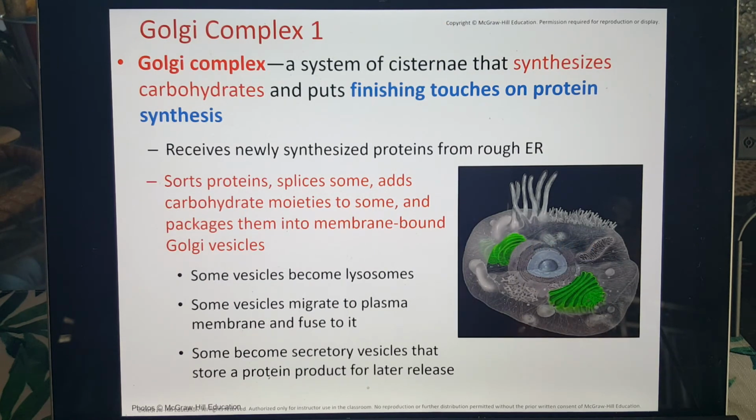Okay, different organelle. Golgi complex, also called the Golgi apparatus, used to be. The Golgi complex also creates phospholipids for the membrane itself. And this is where you get the finishing touches on your protein synthesis, particularly the ones that are packaged into a vesicle. So it kind of sorts your protein around.